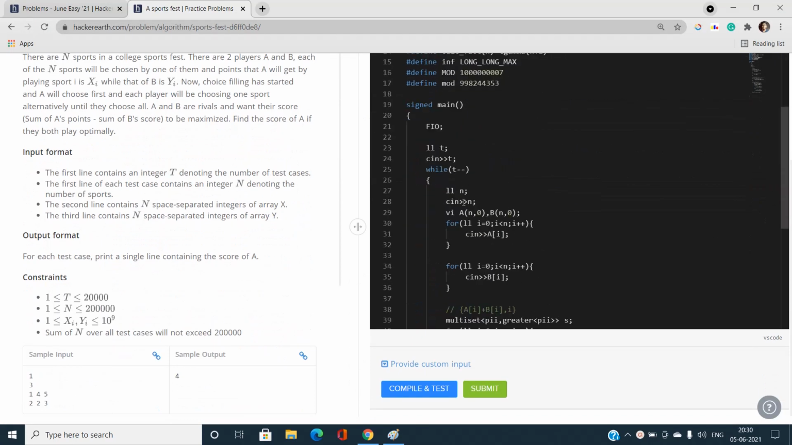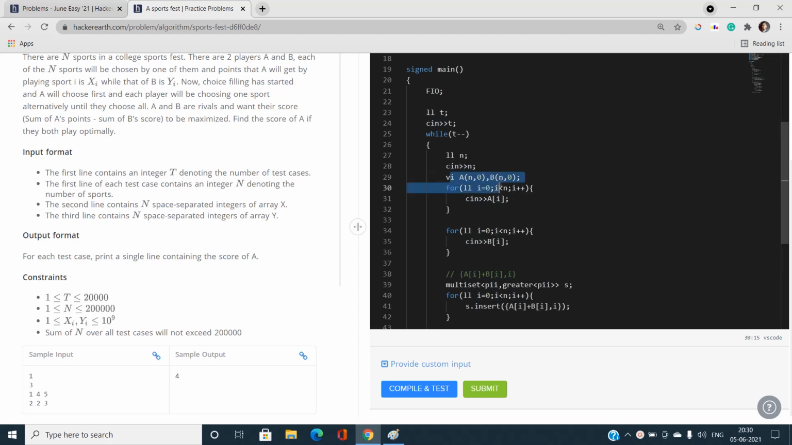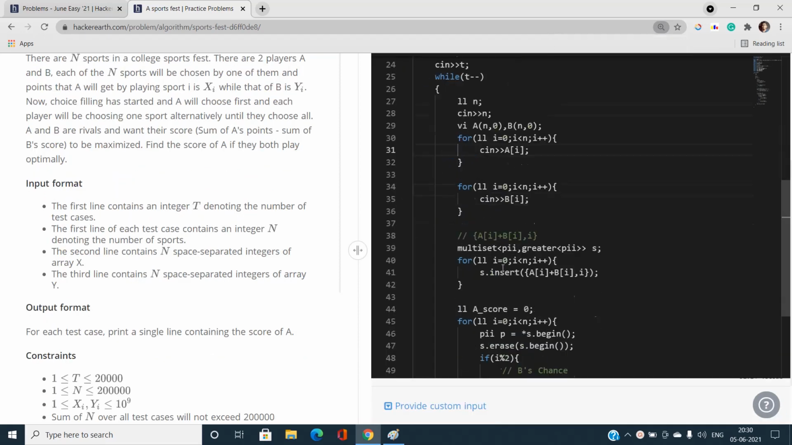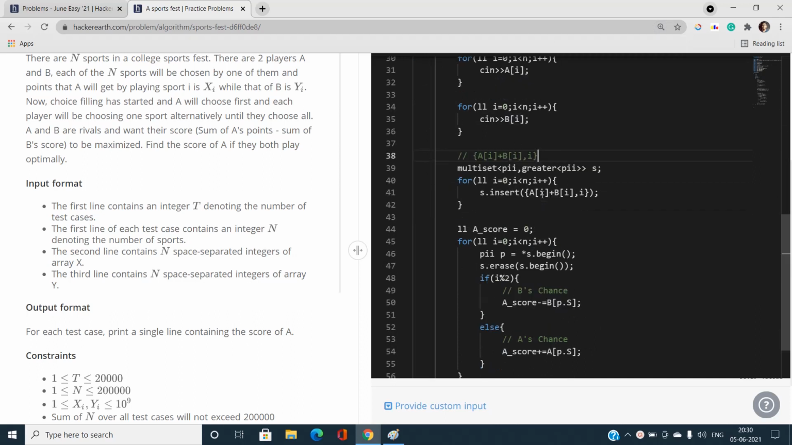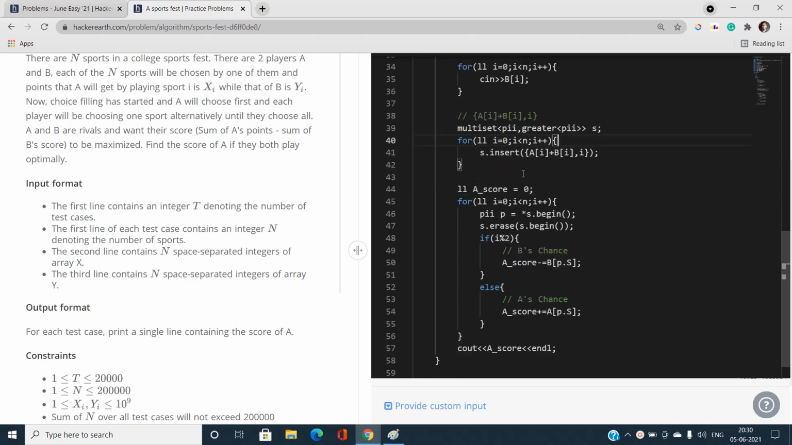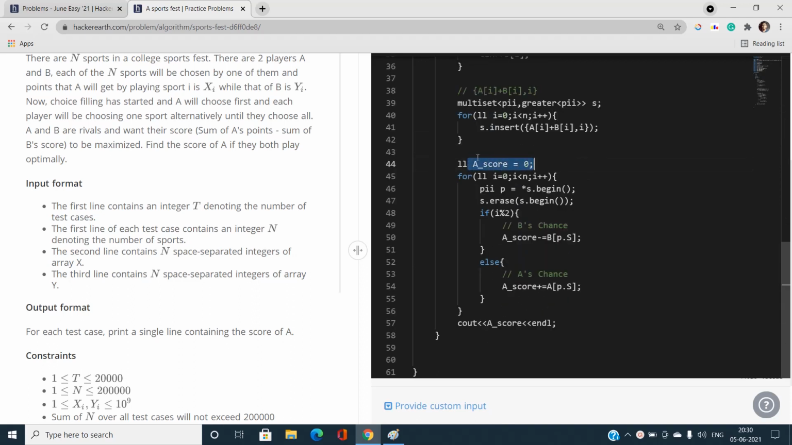You can see for every test case, first I have taken the value of n, then a, and then b. Now I have sorted on the basis of this condition, ai plus bi, and the index also. I need to take care of the index also, because we need to do insert or delete and all that stuff. I have also taken a multiset of pairs, to sort on the basis of ai plus bi maximum and the particular index. I've iterated up to n times and inserted all the values into the multiset, and I am going to keep track of A's score also.